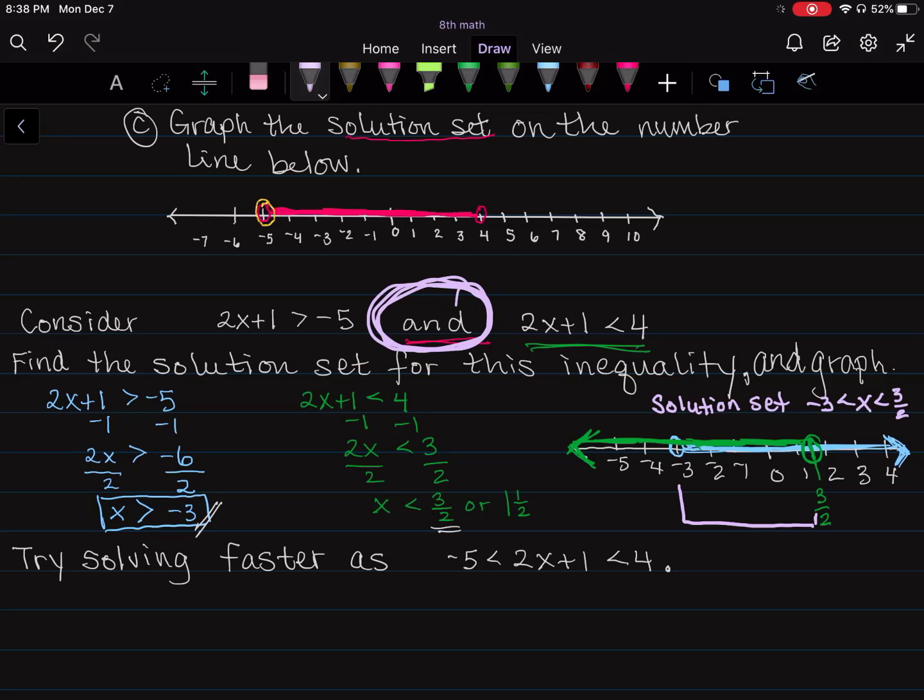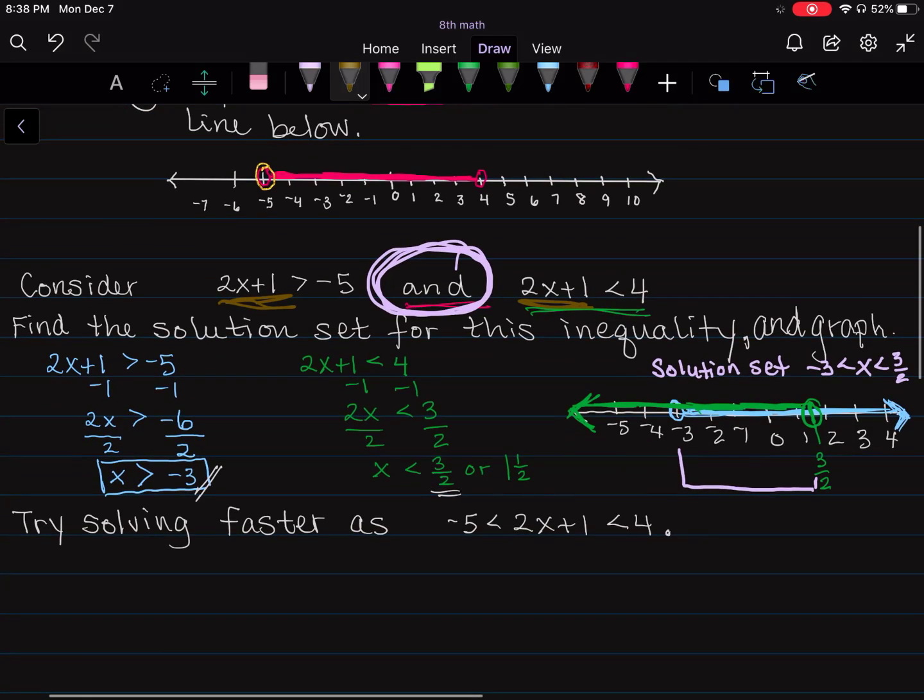Well, what would have happened if, since we notice 2x plus 1 was the left-hand side of both of the inequalities to start out with, I had just sandwiched the quantity 2x plus 1 greater than the negative 5 on the left and then smaller than the 4 on the right? Could I solve this problem faster just by treating it like I was really solving just one inequality, but doing the same thing to all three pieces? Let's see what that would look like.